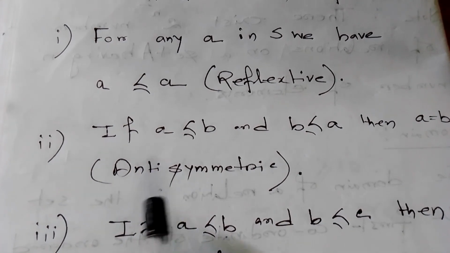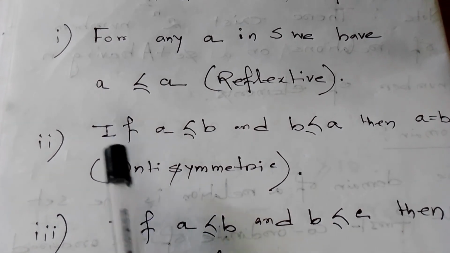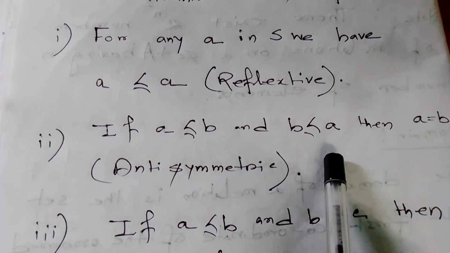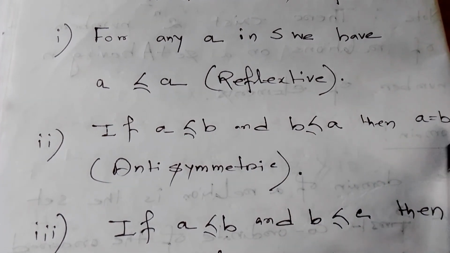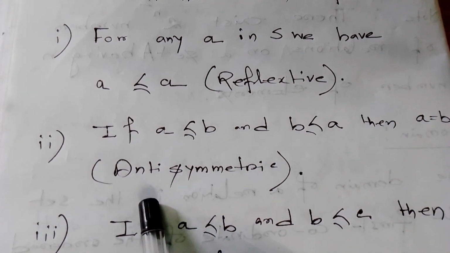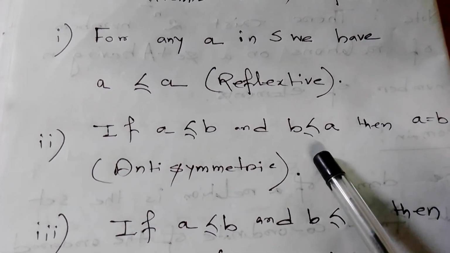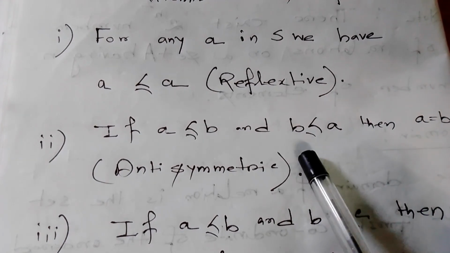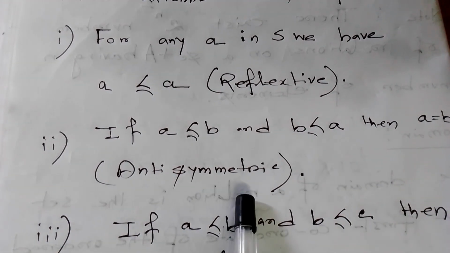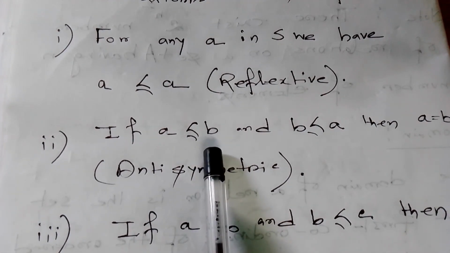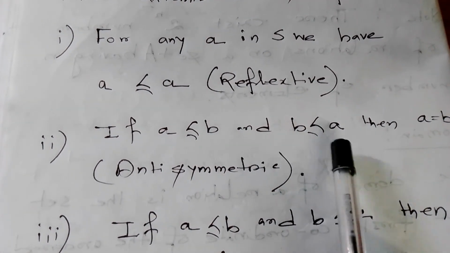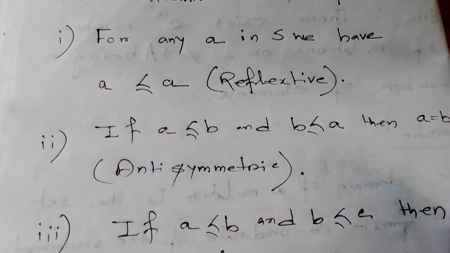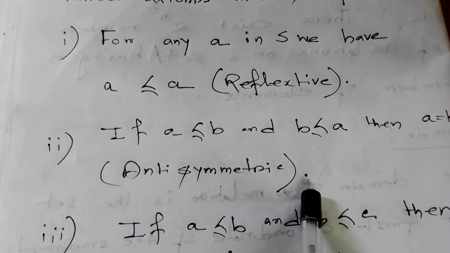Now the second condition is antisymmetric. If a ≤ b and b ≤ a, then a = b. This property is antisymmetric. So this is the next condition to satisfy for a partially ordered set.